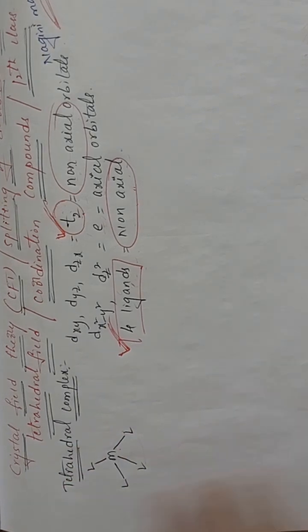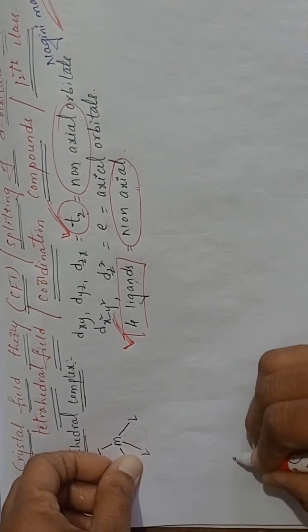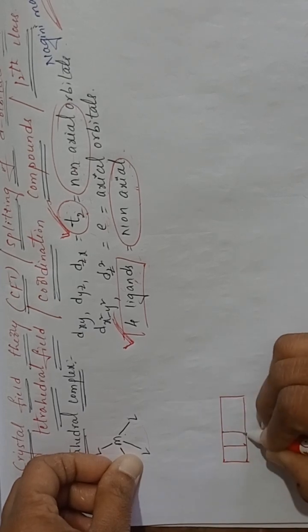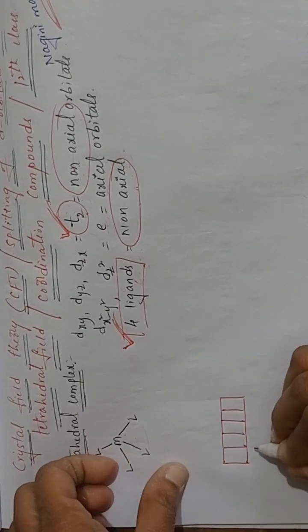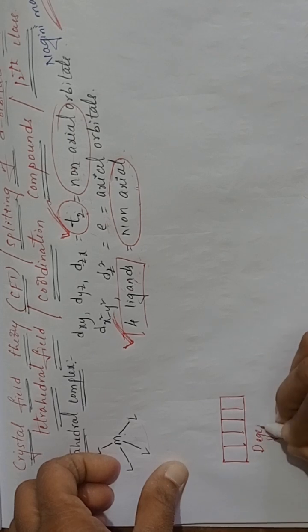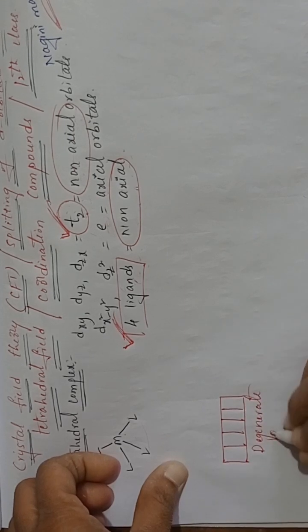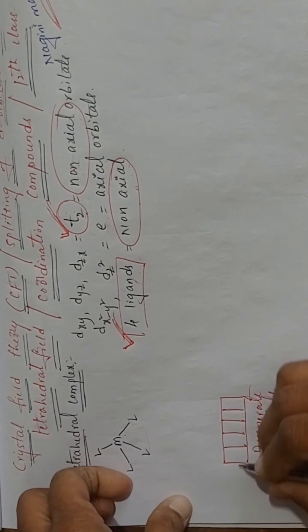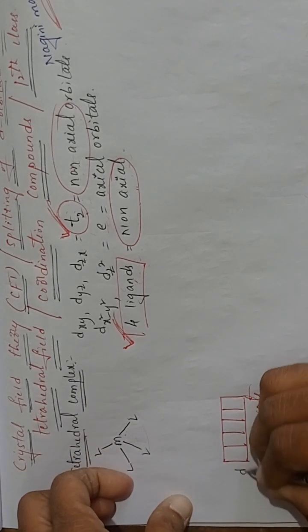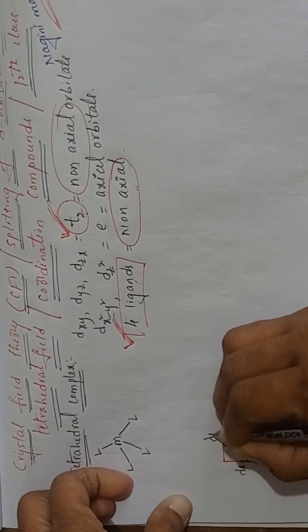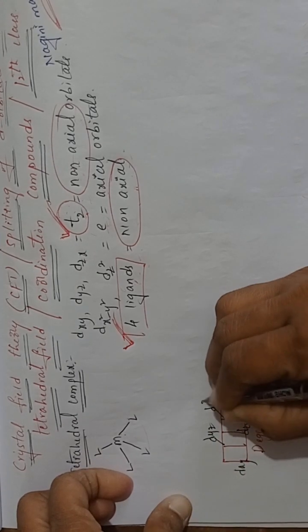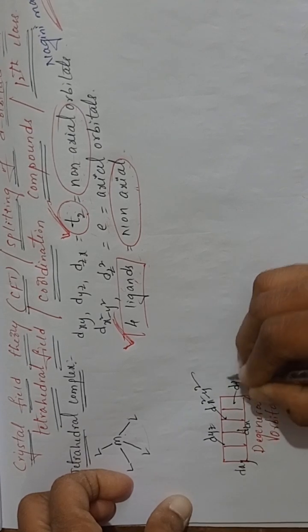Now I will show you. See here, total 5 d orbitals, degenerate orbitals, I am taking 1, 2, 3, 4, 5. These are degenerate orbitals. That means they have the same energy. Correct or not? What are the names? dxy, dyz, dzx, dx square minus y square, dz square.